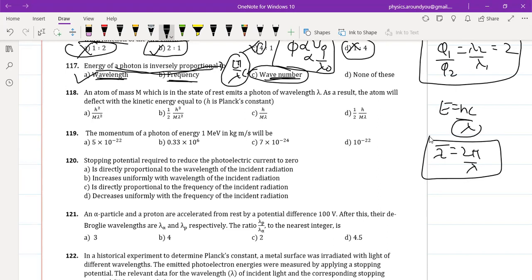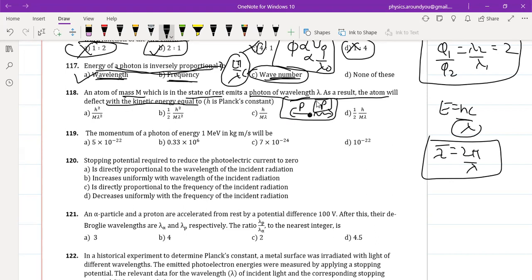Now, question number 118. An atom of mass m, which is in the state of rest, emits a photon of wavelength lambda. As a result, the atom will deflect with the kinetic energy equal to... Two concepts are involved here. One is momentum conservation, one is energy, right? So the atom initially was at rest. So when it emits a photon of momentum p, it should recoil back with momentum p. Reason: momentum is a vector quantity. If initial momentum is zero, final momentum should also be zero. So the momentum of the atom should be equal and opposite to the momentum of the photon.